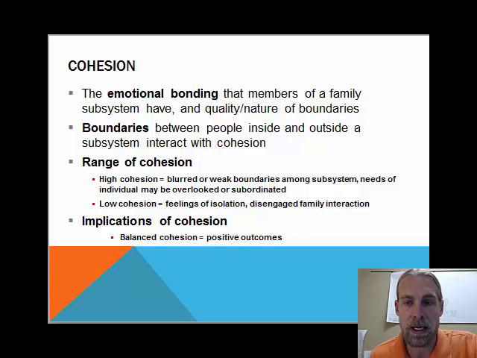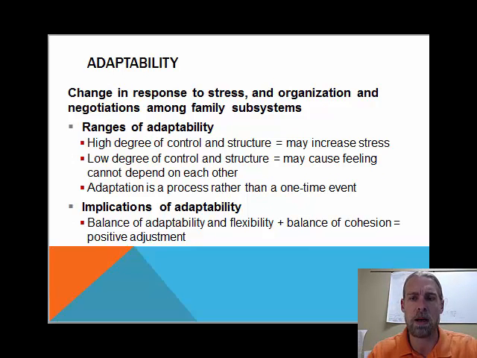Cohesion and adaptability are two items that we're going to focus on in the activity for this chapter. So when we look at the emotional bonding that family members have within those subsystems, we find that this is the most intriguing area, to find out what is the actual real connection, the bonding connection between individuals in those different subsystems. What is that real connection between the siblings, the real connection between parents and grandparents, which may open up a whole new can of worms, and between, of course, the child and the parents. Again, talking about those boundaries and the implications of those boundaries. The adaptability, the change in response to stress and organization, negotiations amongst the subsystems.